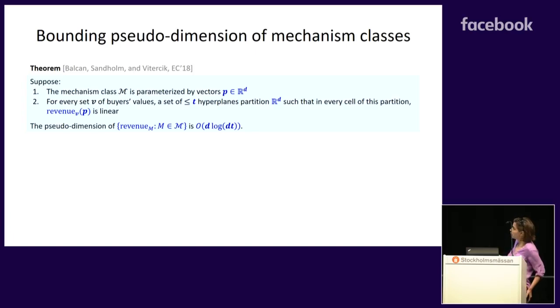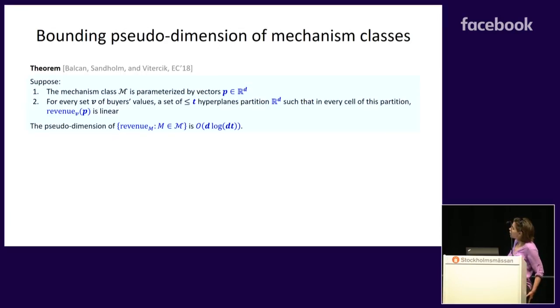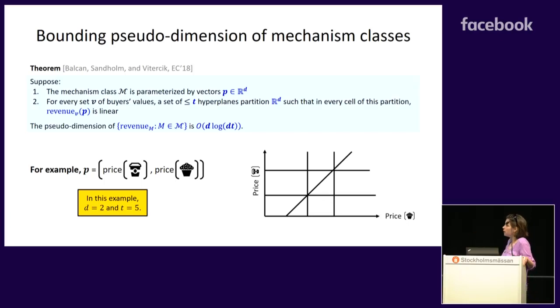To connect this to the previous example, the second price auction, we had a piecewise linear function with three pieces. So that theorem would apply to second price auctions with reserve prices as well. But in general, rather than having d equal to one, as we had for second price auctions with reserve prices, we might have d equal to 2, like in this picture. For example, if you are doing posted prices for two items, and maybe the number of hyperplanes might be 5, like in this picture here. This is just a toy example, by the way. Ellen will show you many interesting examples that come from mechanism design in a couple of minutes.